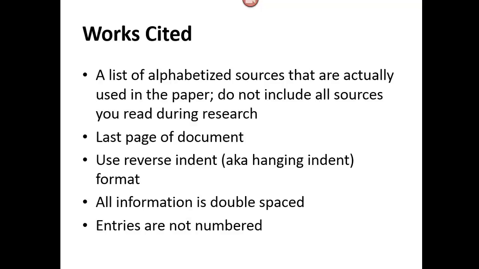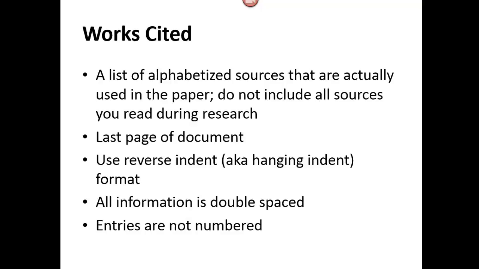You're going to use reverse indent, also called a hanging indent format. And if you look at page 440, there is a perfect example of a works cited entry. You'll see that those sources are alphabetized and they use the reverse indent. So the entries begin on the left alignment, but whatever does not fit on the first line is indented 5 spaces or ½ inch. You can tab once.